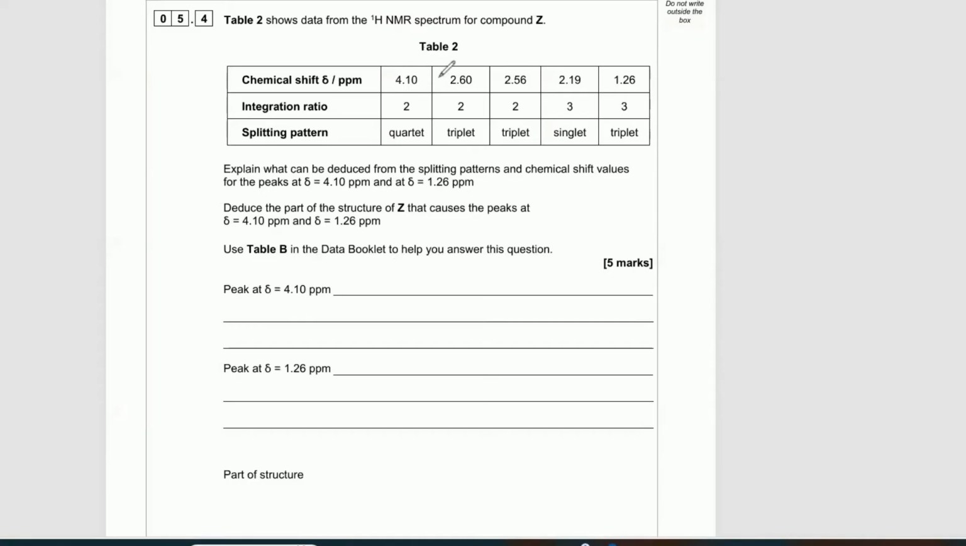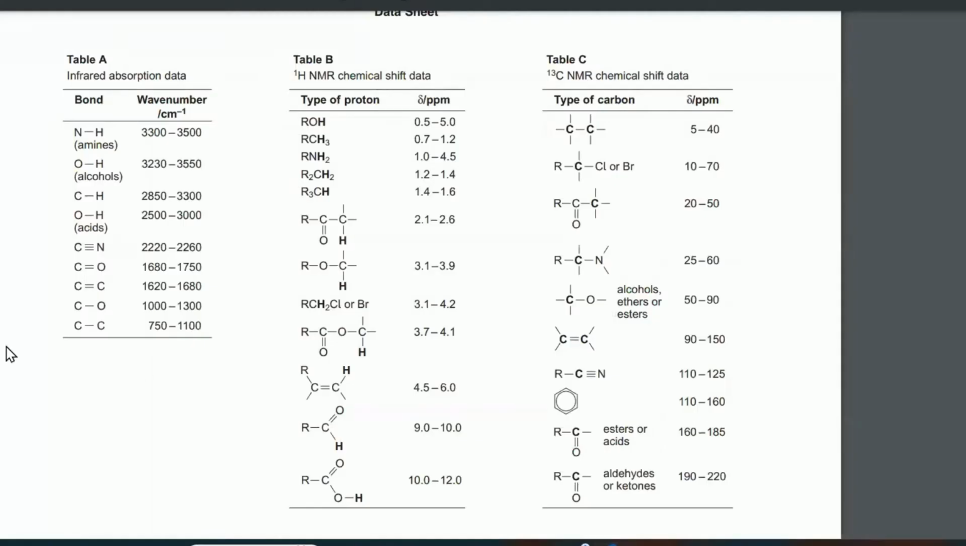So let's tackle it, right? Straight off, I'm going to look at 4.10 first. It's the first one that hits the eye. So chemical shift at 4.10. Let's go check out what that could possibly be. So we're going to come down here. This is table B. Let's go down to 4.10. We can see 3.7 to 4.1 or 3.1 to 4.2. So these are my two possibilities for the chemical shift at 4.10.